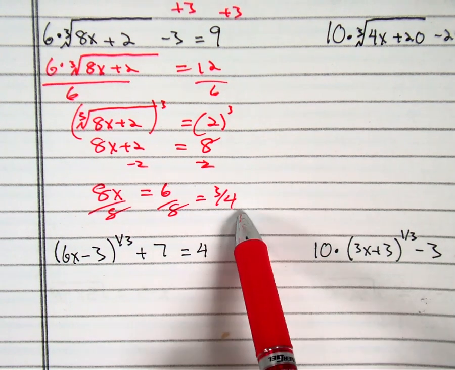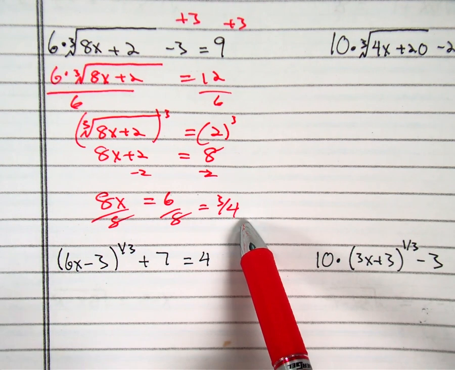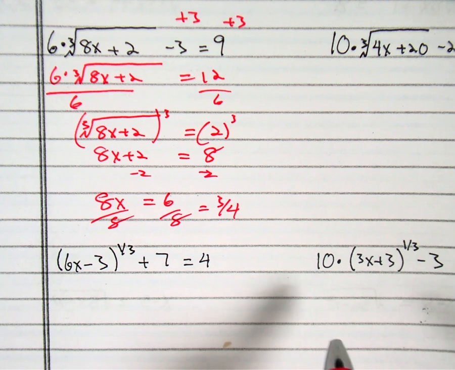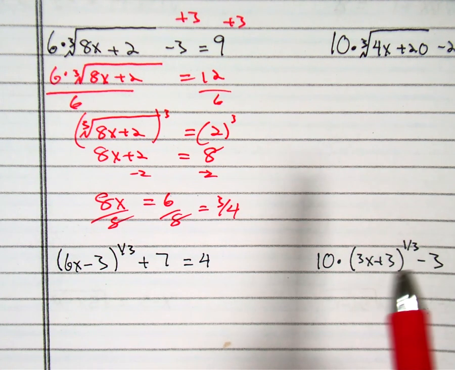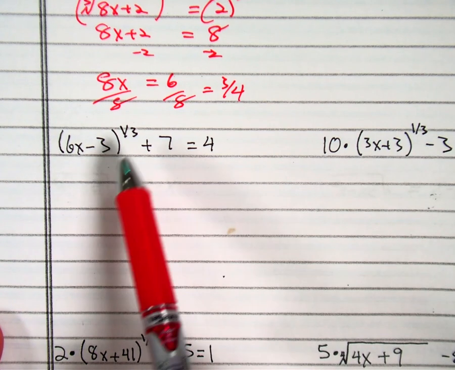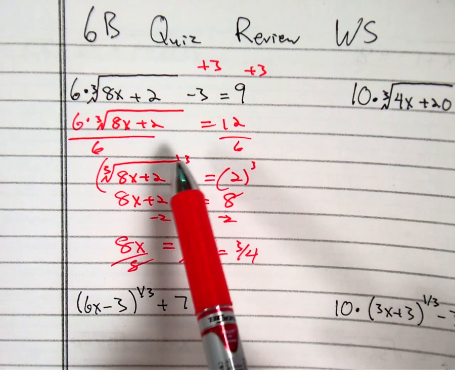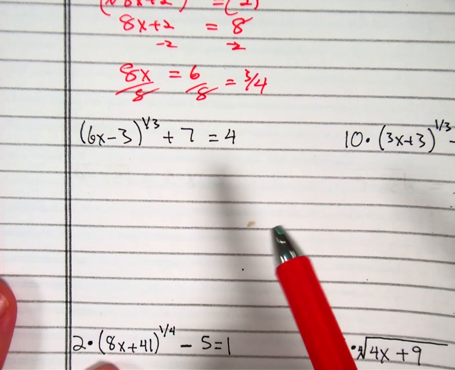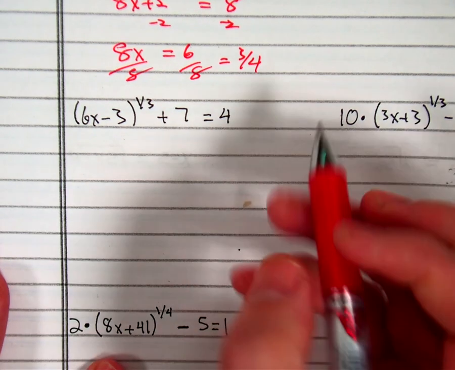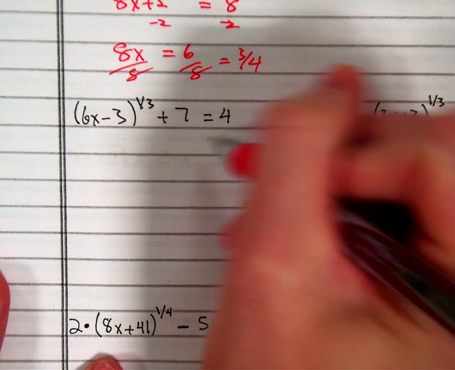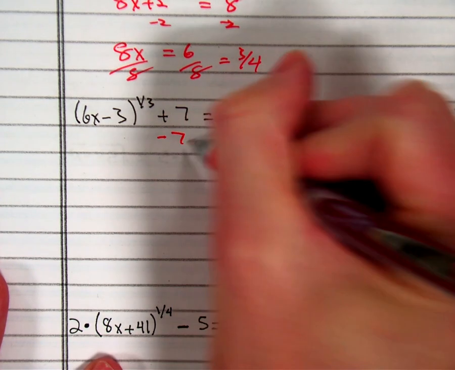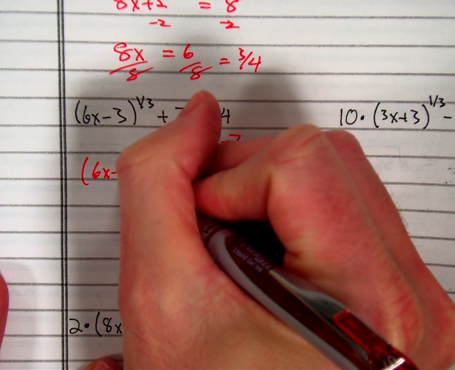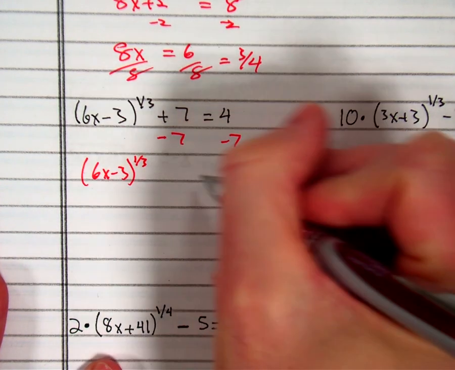So don't be scared of fractions, especially nice normal fractions. If you get like 11/17, then maybe we need to worry. Alright, 1/3 power. Don't panic. 1/3 power, cube root, same thing. Okay, so we're going to solve it the same way. Minus 7 minus 7. We got this quantity to the 1/3 power.